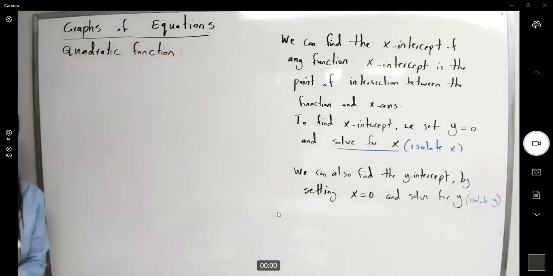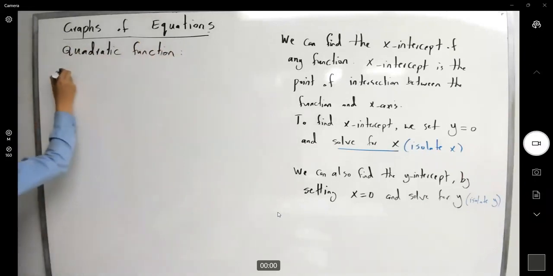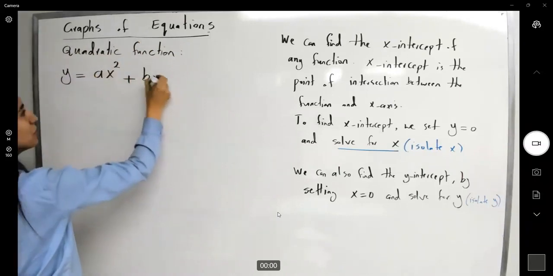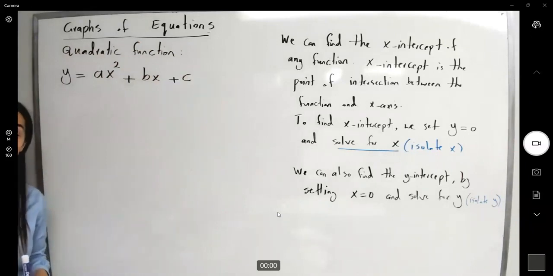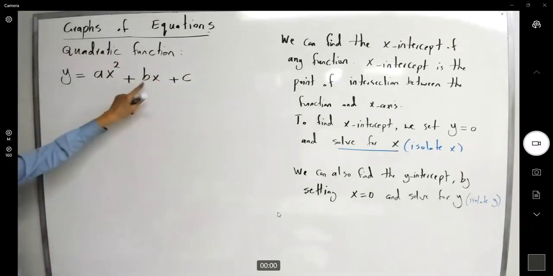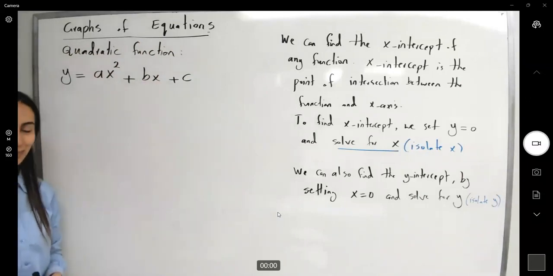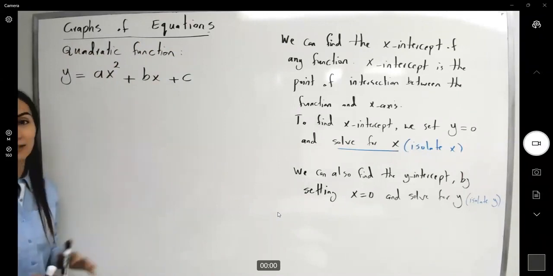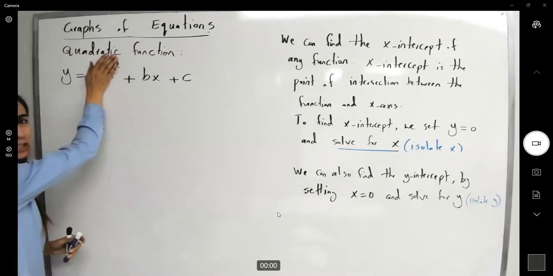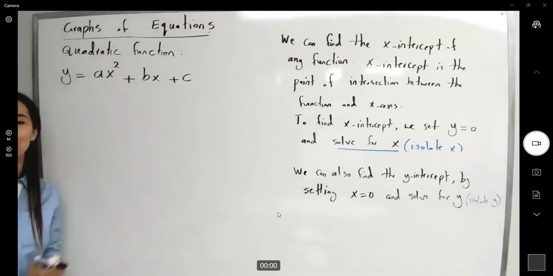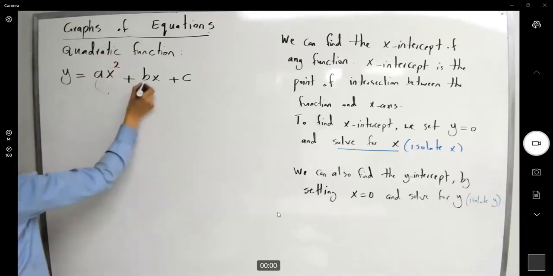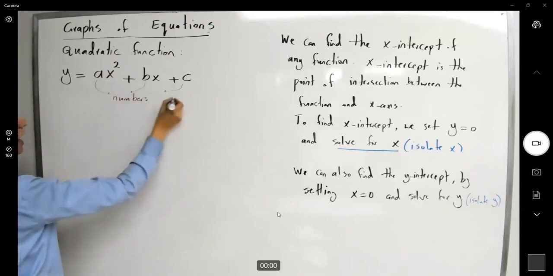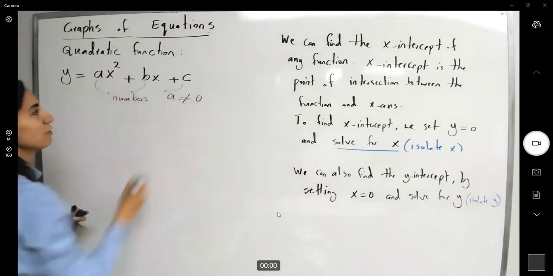When you have a quadratic function, you have a function of the following form: y is equal to ax squared plus bx plus c. It happens that a, b, and c are numbers, and the leading coefficient, a, is never 0. Otherwise, we get a linear function, which is not the one that we are looking for.